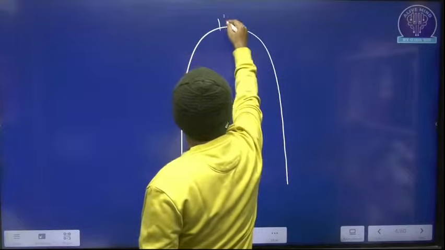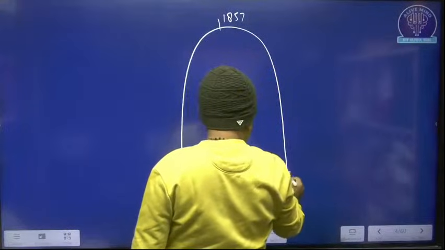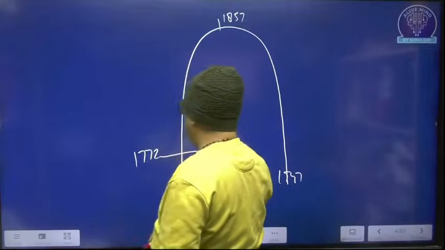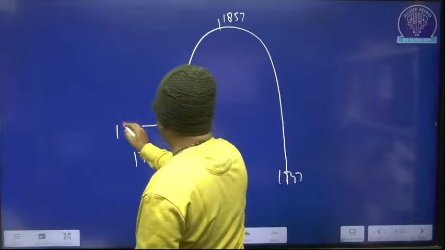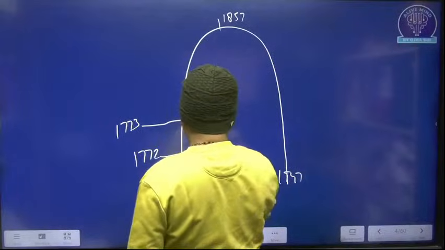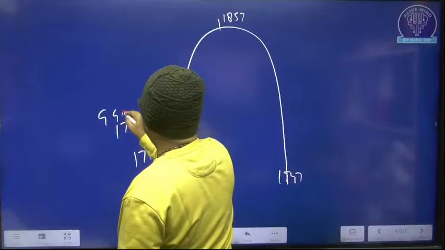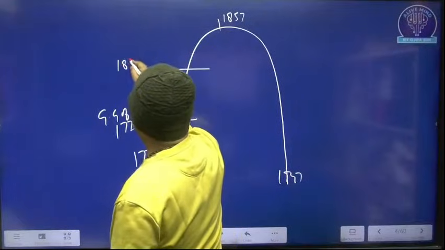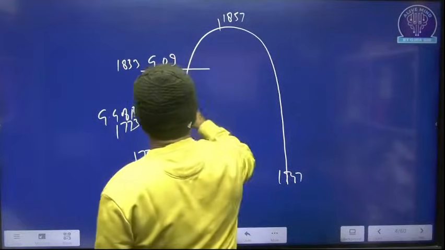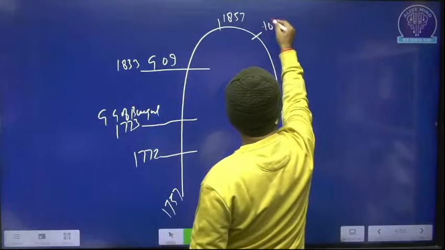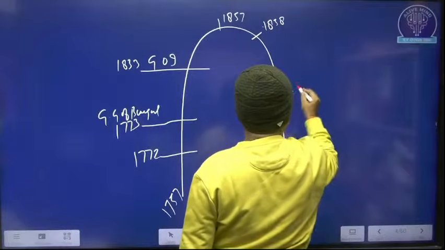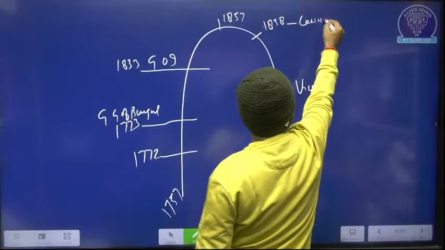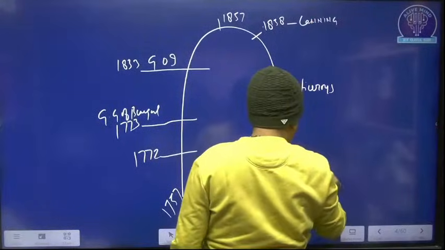1757 to 1857, 1857 to 1947. 1772, Clive comes to India. 1773 Regulating Act, and he becomes Governor General of Bengal. Then 1833, Governor General of India. Then from 1858, Viceroys. The first one Canning, the last one Mountbatten.